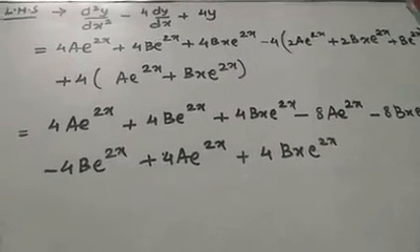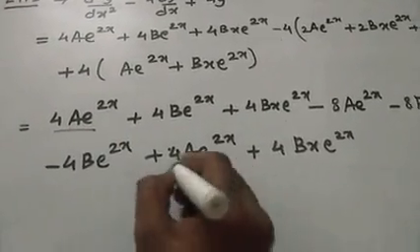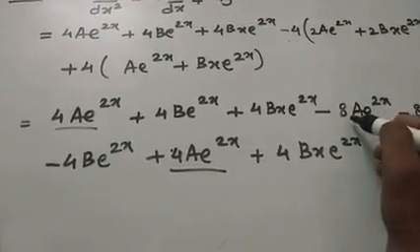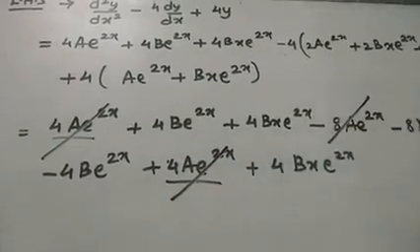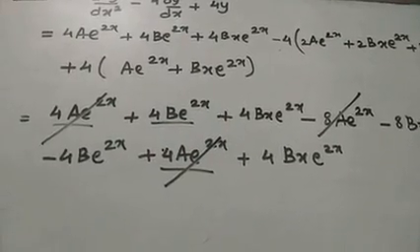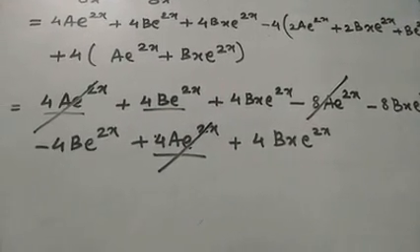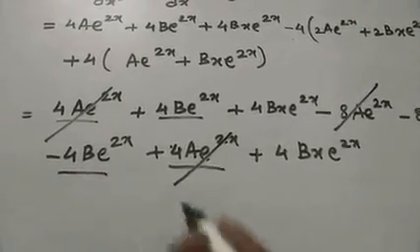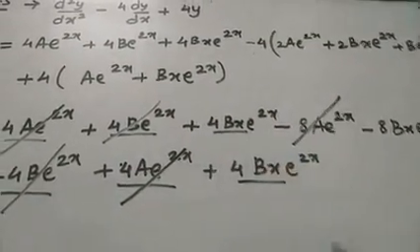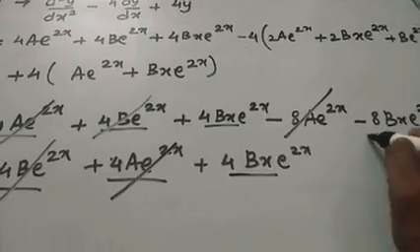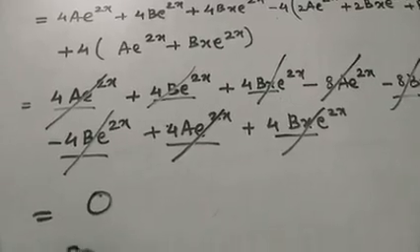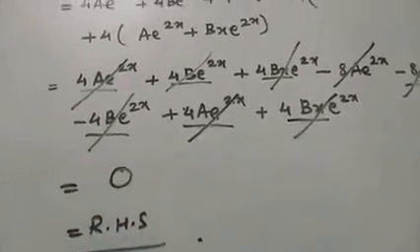Now see, 4a e to the power 2x plus 4a e to the power 2x, that is 8, 4 plus 4, 8, and here minus 8. So this term cancels. Now next 4b positive, and again minus 4b, that directly cancels out. And here 4bx plus 4bx, that is 8bx, and here minus 8bx, so that also cancels. So all the terms cancel out, so finally the answer is 0, which is equal to the right hand side. Hence proved.